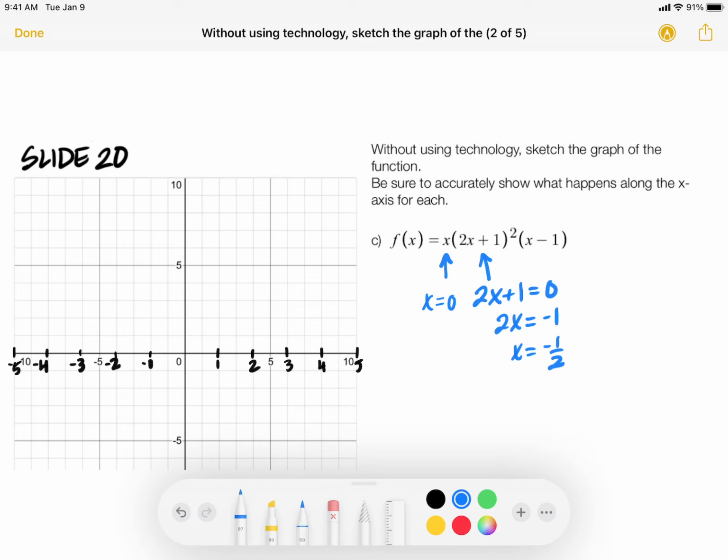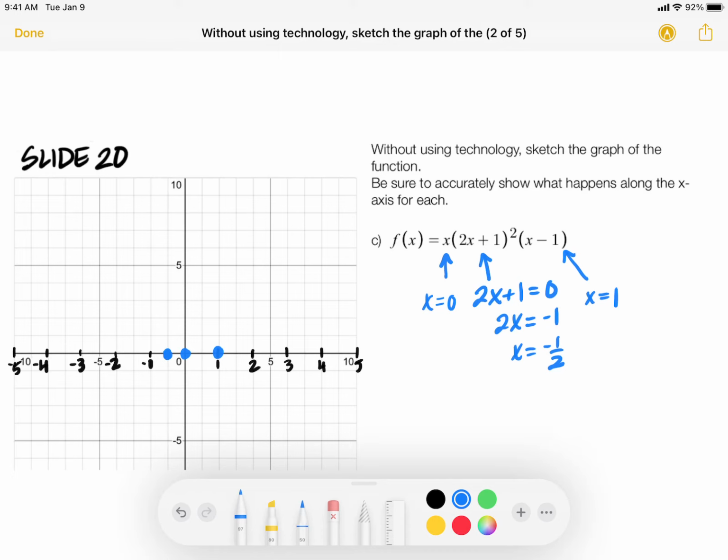Okay, so we have our x-intercept at 0. We have an x-intercept at -1/2. And then this last one is an x-intercept at 1. Okay, so thumbs up if you know how to identify the x-intercepts and be able to just plot them right on the x-axis. Riley, question or just a thumbs up? Okay, cool.